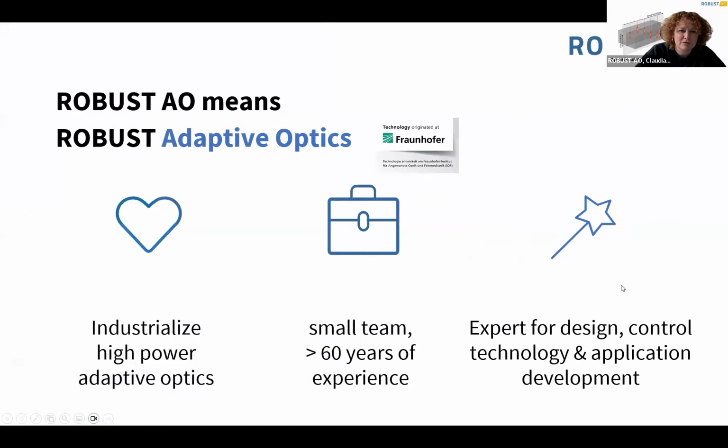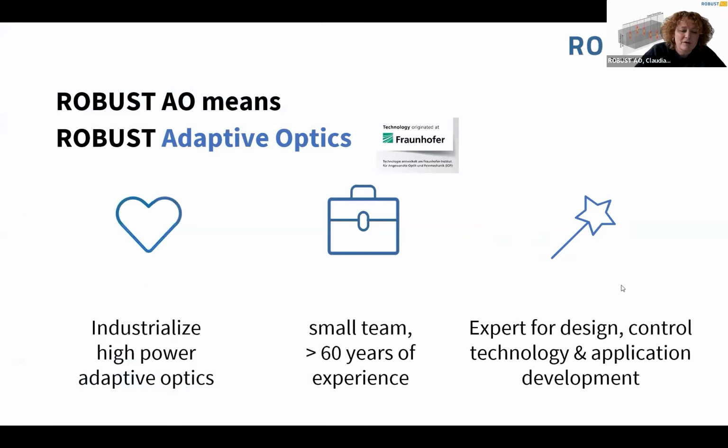I would like to start with a few words about the company. Well, the name of the company is RobustAO, and it means we do robust adaptive optics. So we are really a pioneer in the industrialization of high power adaptive optics. So to narrow it down, we do deformable mirrors for high power applications.